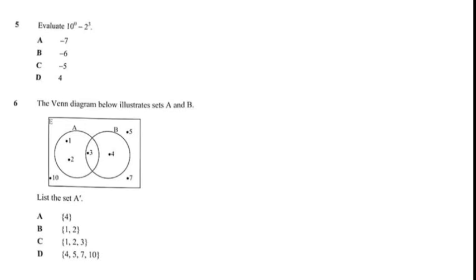Question 5 was evaluate 10 raised to the power of 0 minus 2 raised to the power of 3. So what I'm going to do is delete this statement here. Now we all know that when a number is raised to the power of 0, that number has the value of 1. Then we say 1 minus, so here minus 2 raised to the power of 3. You should know that the negative sign is not raised to the power of 3, which means we just raise 2 to the power of 3.